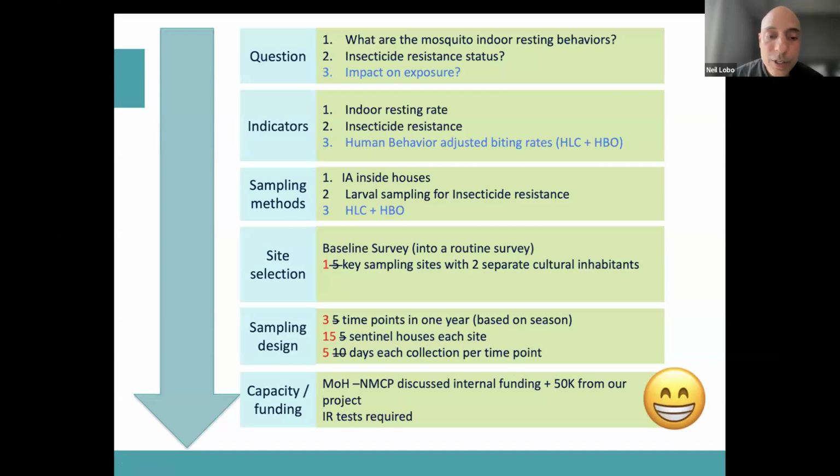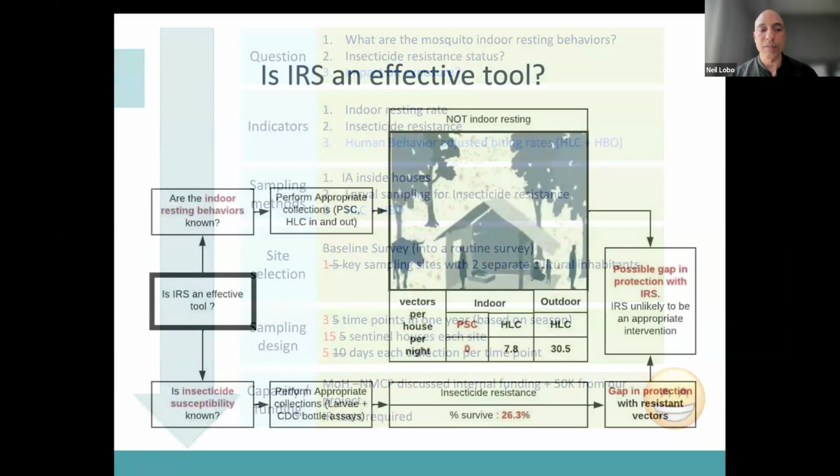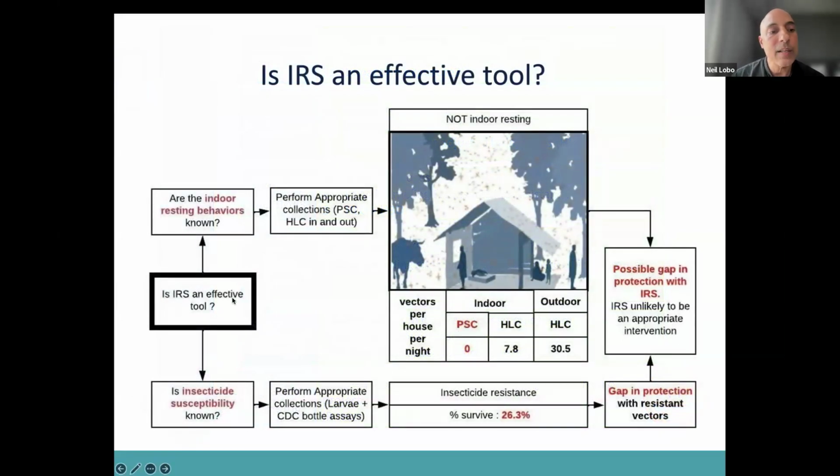And the quickest version of what happened on one slide is over here. The question: is IRS an effective tool? The main thing we wanted to ask: are the mosquitoes resting indoors? And so we conducted, actually not PSCs, but indoor aspirations, as well as HLCs in and out to understand where the exposure was alongside human behavior. What we found is that when we're doing PSCs or indoor aspirations, there were 0 mosquitoes resting indoors. I think over all the collection time points, we found 1 Anopheles resting indoors, and it was a male. That male must have been confused or lost, but that male didn't count.